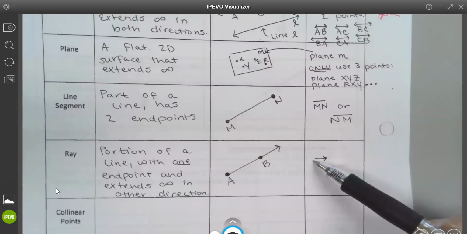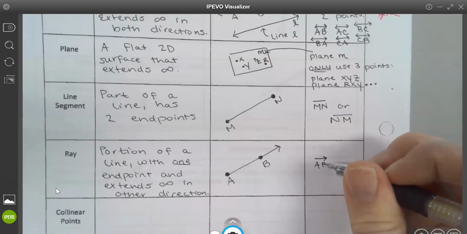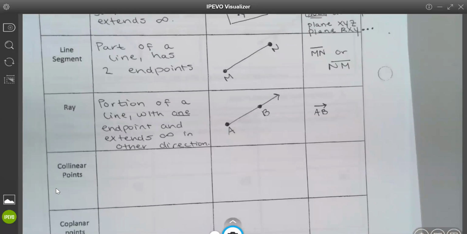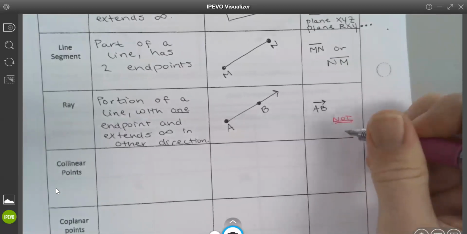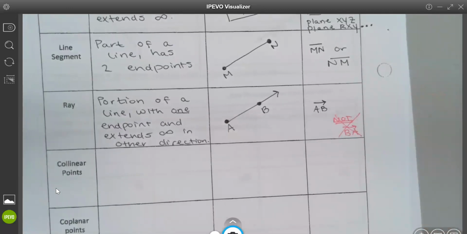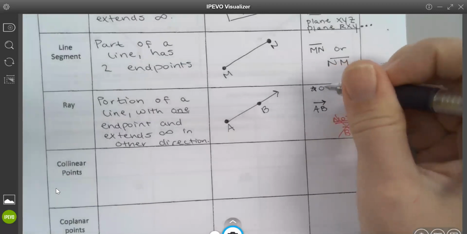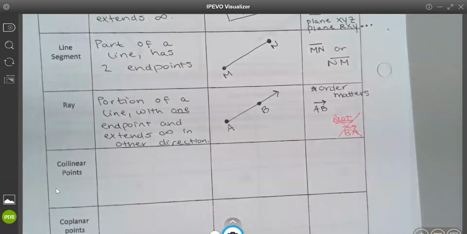So it goes endpoint, arrow. I need to go from the endpoint to the side that has the arrow. That's ray AB. It is not ray BA. Ray BA, the letters would be in different spots. The B would be the endpoint and the A would be over here. Okay, we cannot do this. Not ray DA. Okay, so with our rays, order matters. It has to go endpoint to arrow.